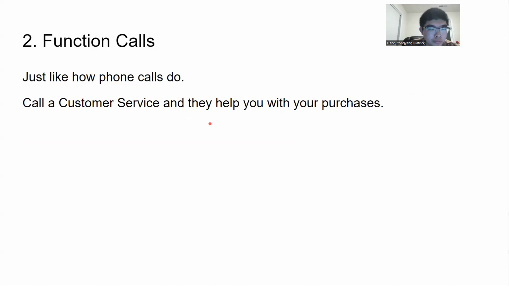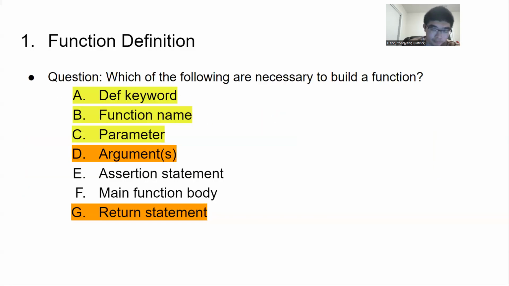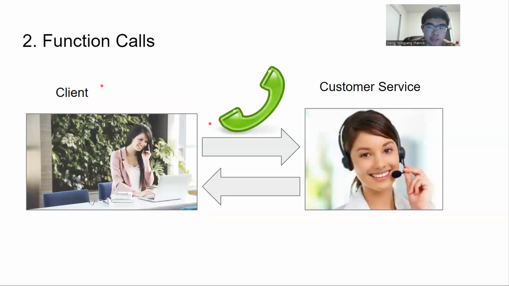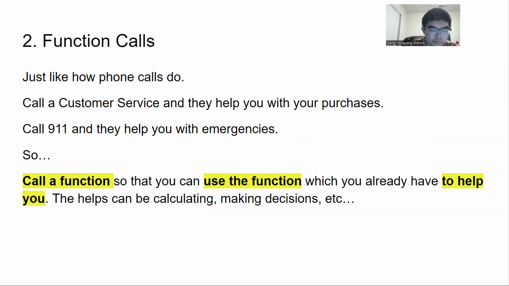Just like how phone calls work: you call customer service and they help you with your purchases; you call 911 and they help you with emergencies. So you call a function, which means you can get help from the function you created. The help can be calculating, making decisions, etc. So a function call is how you use your function. Function definition is how you create a function. And after creating it, you want to use it. So you call a function so you can use it. And when you call a function, this is called a function call.